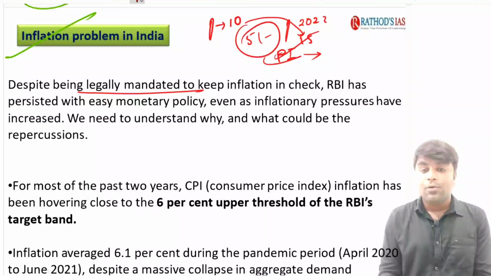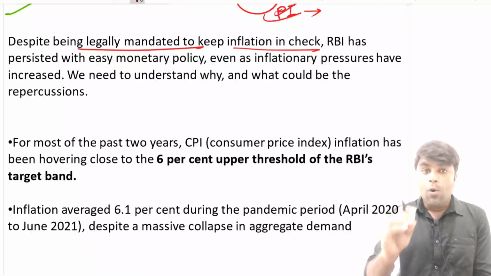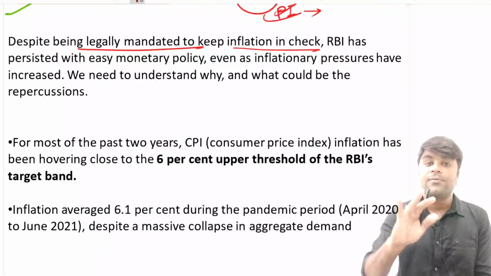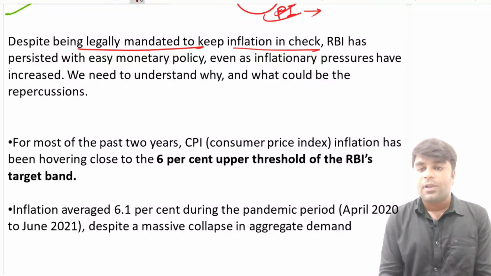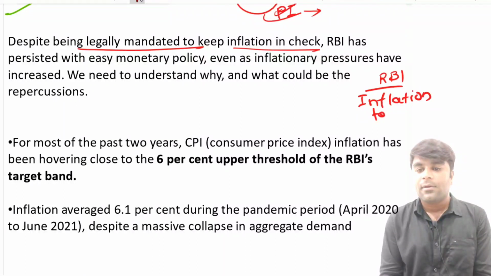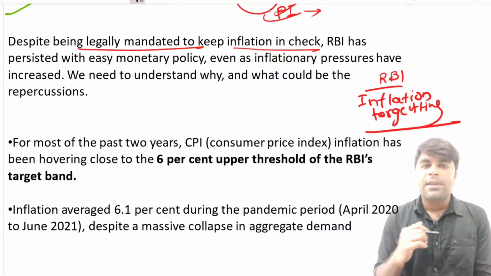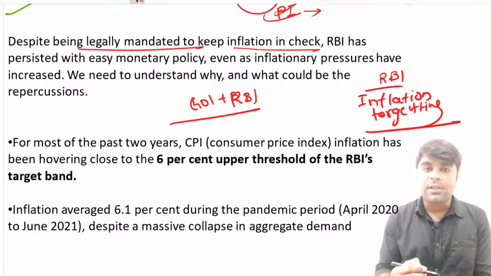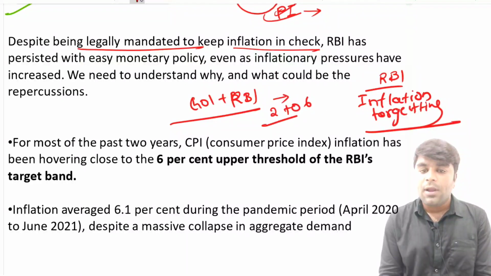Despite being legally mandated to keep inflation in check, we also discussed that the onus and responsibility of checking the inflation and maintaining the inflation at an optimal level lies with the RBI, right? See, inflation targeting is one of the important works of the RBI currently in India. What's the meaning of inflation targeting? You know that both the government of India and the RBI have come to a conclusion that the inflation rate needs to be maintained between 2 to 6%. We call it a flexible inflation target, that is 4 plus or minus 2.